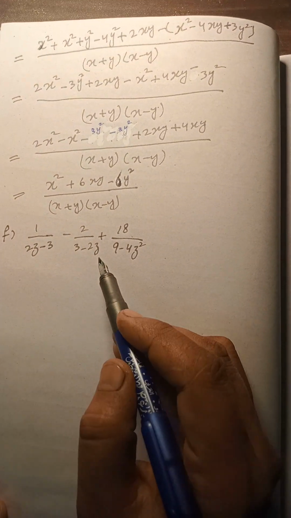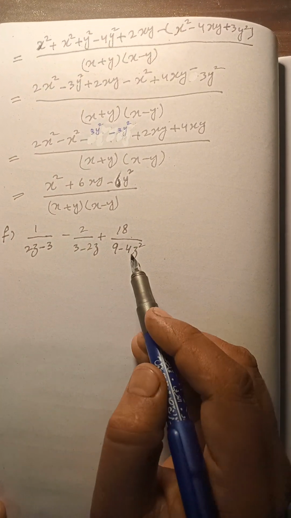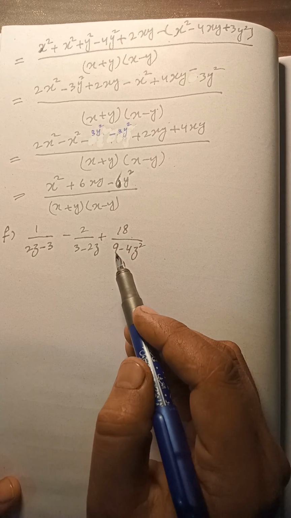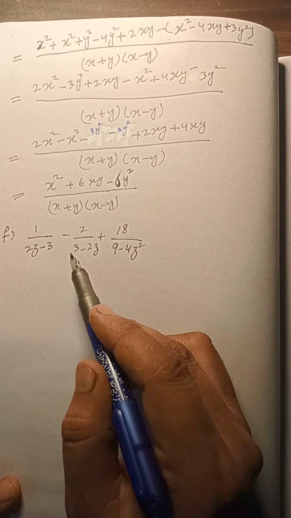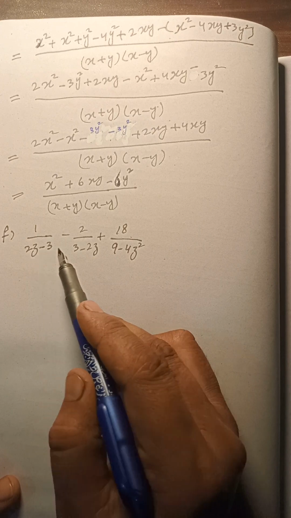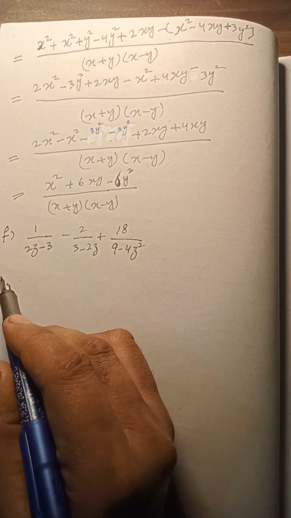Dear students, see here, these two denominators are simple and this one is complex, it needs to be simplified. Moreover, these are in proper arrangement, but its arrangement needs to be changed, so we will change its arrangement.